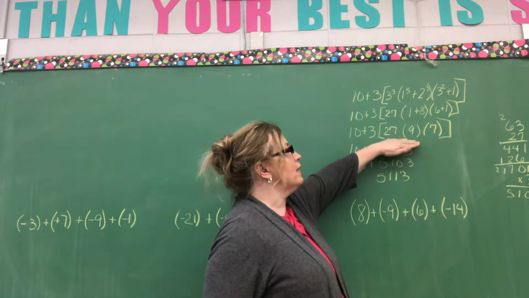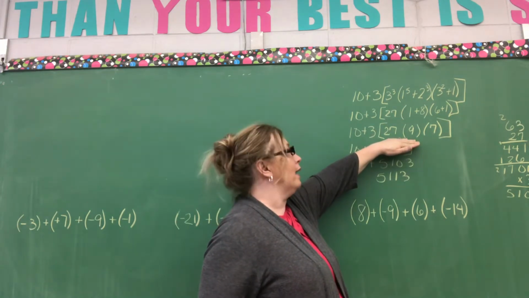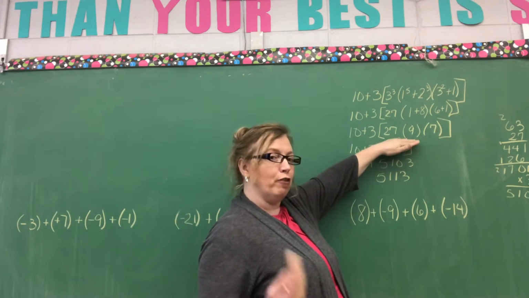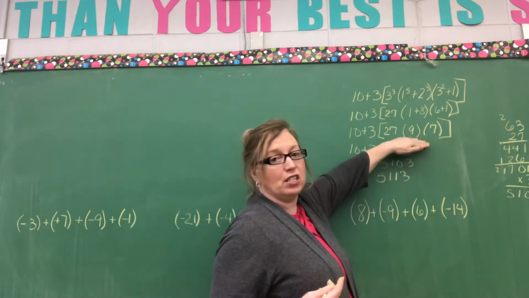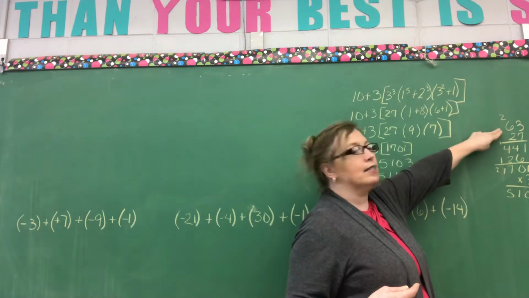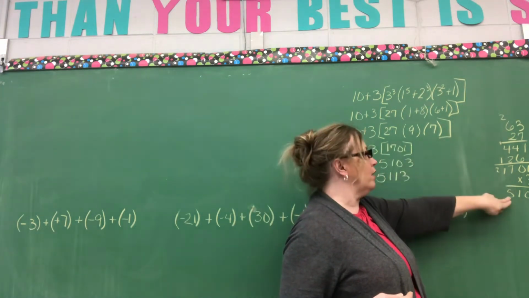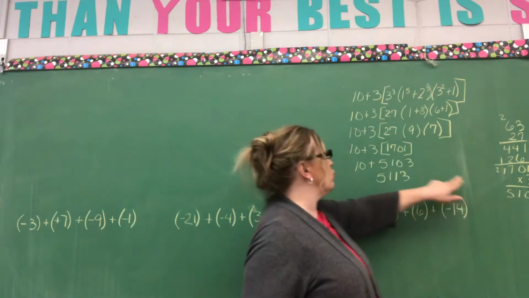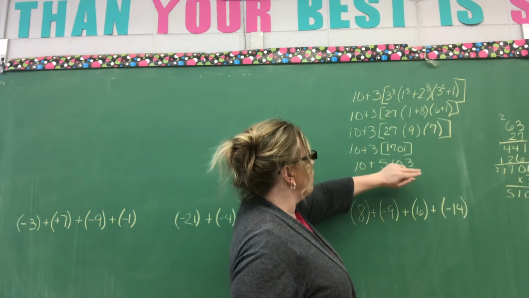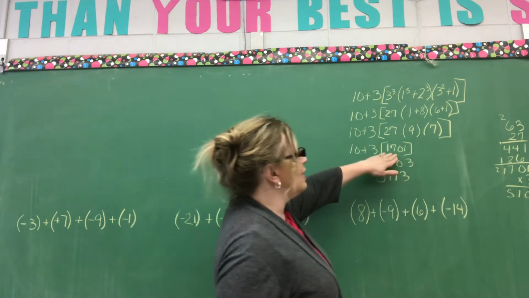So now we look at this and say, what do we need to do? Well, we need to multiply. It doesn't matter the order we multiply. For me, I said 9 times 7 is 63, and I went over to the side and said 63 times 27 was 1,701. I'm sorry, I first said 5,103, but that was 1,701.